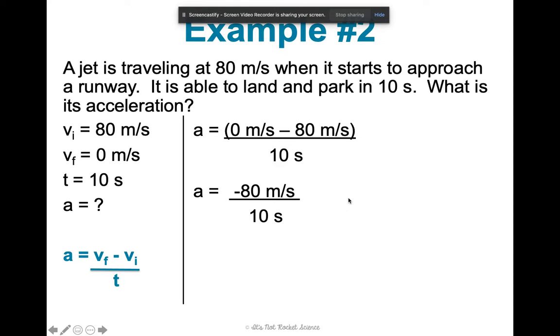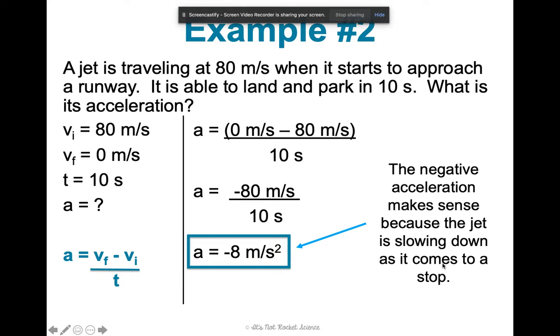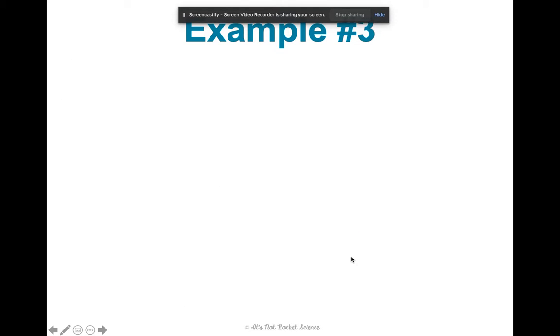Again, notice that this top part is in parentheses. Yes, we can have a negative acceleration because that means we are slowing down. So negative 80 meters per second divided by 10 gives us negative 8 meters per second squared, meaning that it was coming to a stop. It was slowing down. And again, the negative acceleration makes sense because the jet is slowing down as it comes to a stop.